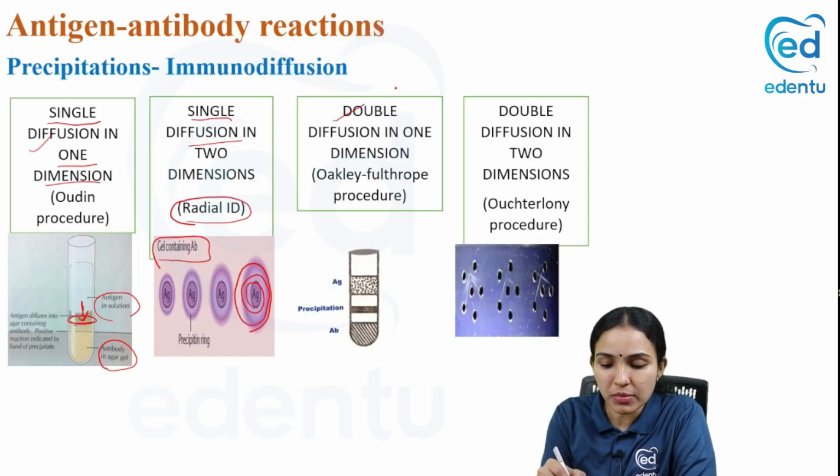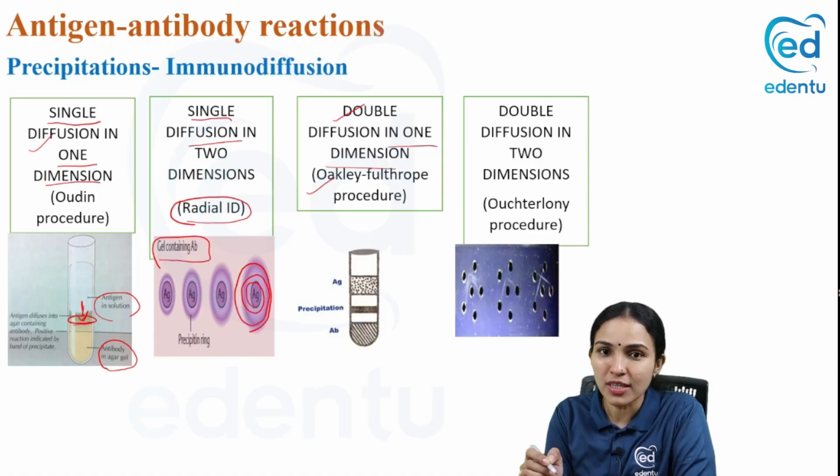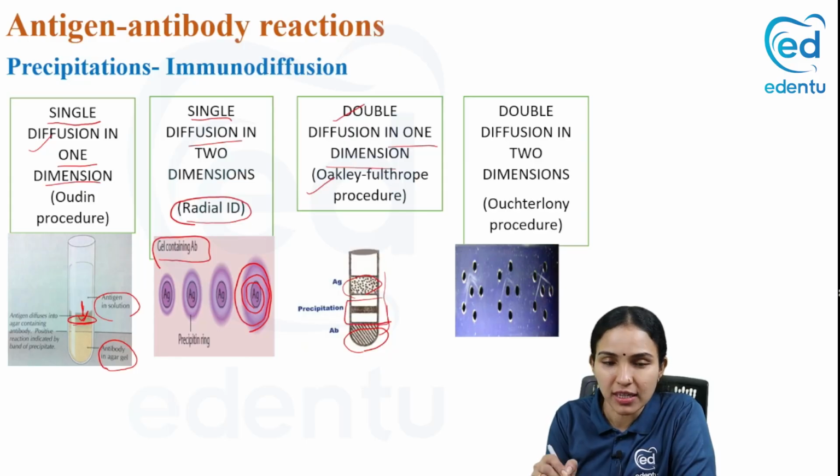Now the next one is double diffusion in one dimension. What do you mean by double? Both antigen and antibody are diffusing, but they diffuse only in one direction. You can see a funny name for this procedure, that is the Oakley-Fulthorpe procedure. It's difficult to memorize, but still you can get MCQs, so please try to remember. Here there's a tube, here there is antibody in gel, here there is antigen in solution. In between, you put a plain agar. When there is a plain agar in between, not only does the antigen diffuse, the antibody also diffuses. That is why it's called double diffusion in one dimension.